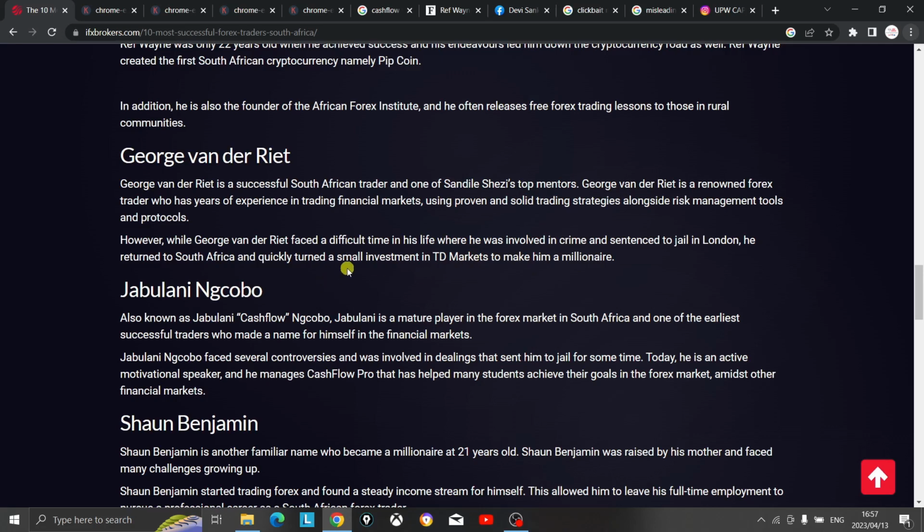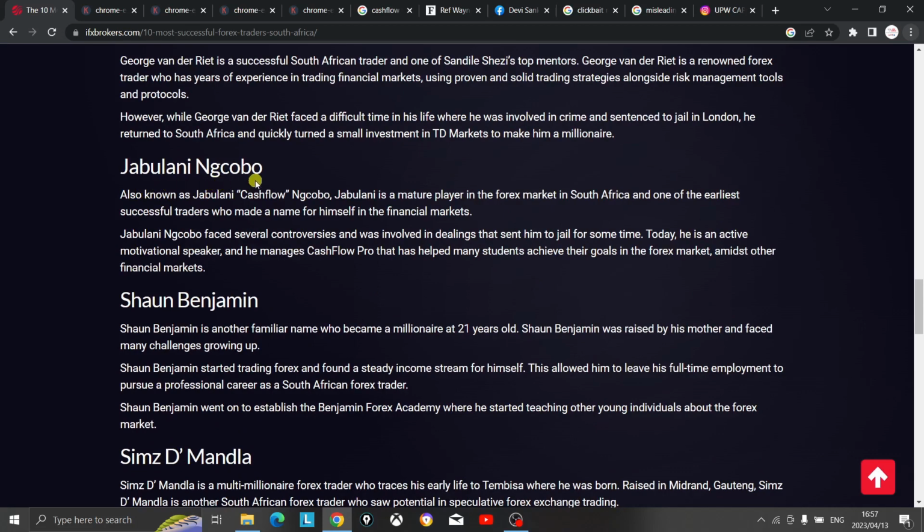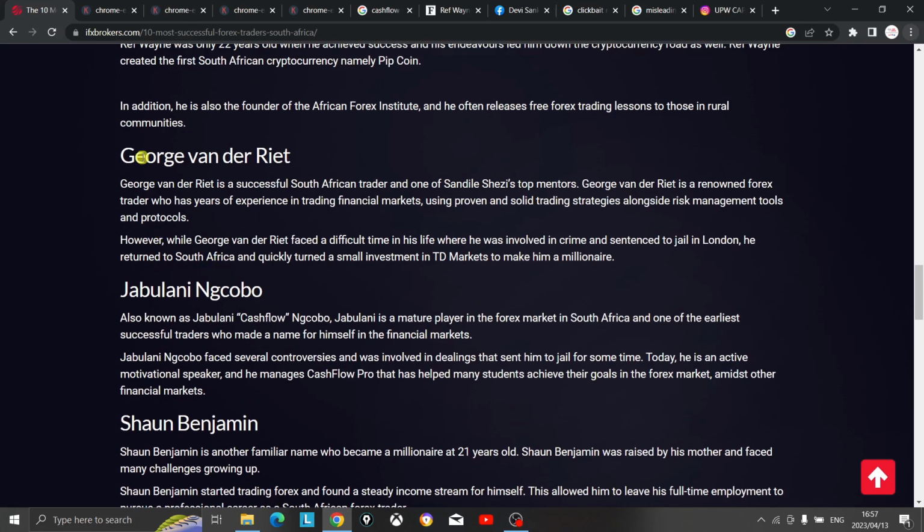I would assume IFX brokers has this data, has information, an audited financial statement for the trading community, because of this small investment in TD markets to make him a millionaire. Does IFX brokers have broker statements, an audited financial statement, SARS tax returns for us? You are more than welcome. You have a right to find out from them and query and let us know. Let us go to Jabulani in Sobo. Or rather, before we go to Jabulani, let us discuss George van der Rit.